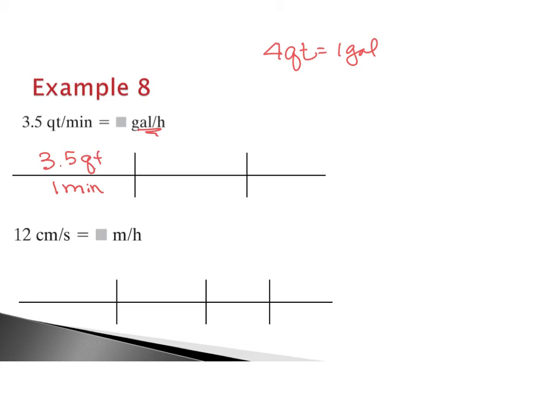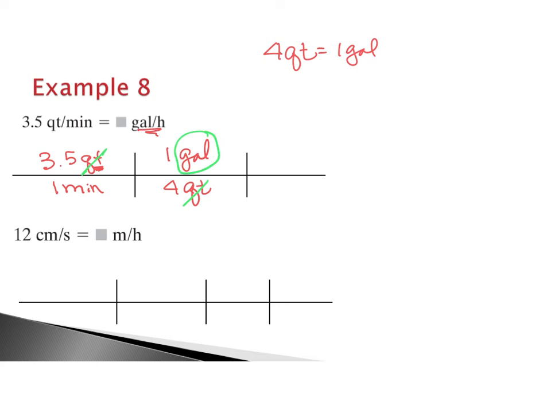So because I have a unit of quarts on the top, I need my 4 quarts to go on the bottom. That way my units of quart will cancel out. And then I'm going to have my 1 gallon left on the top. So I do have the unit that I want now on the top because I do want gallons.